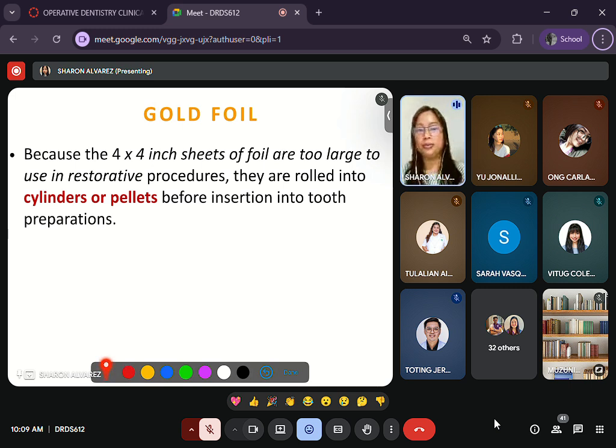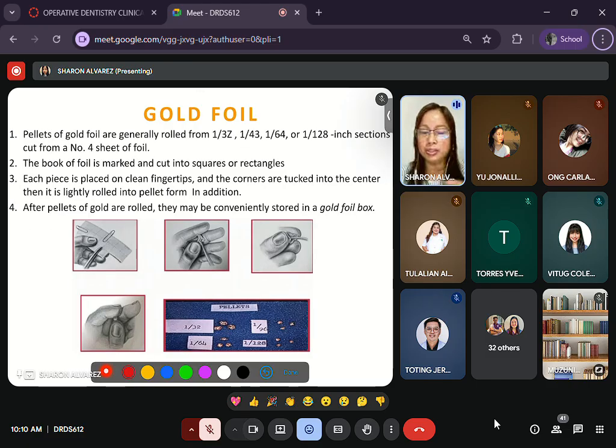So for the dentist, if you purchase the gold foil, again, it comes in very thin sheets, like 4x4. This might be too large to be used for the cavity preparation, right? So the dentist would need to prepare it. The dentist would need to roll it to become cylinders or pellets before you can use it for restoration. So this is what the dentist would do to prepare it.